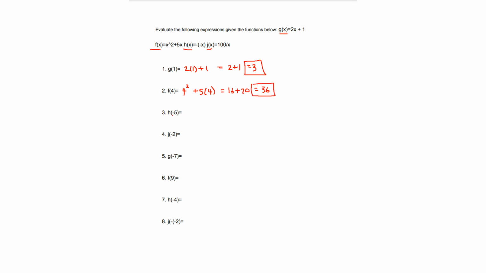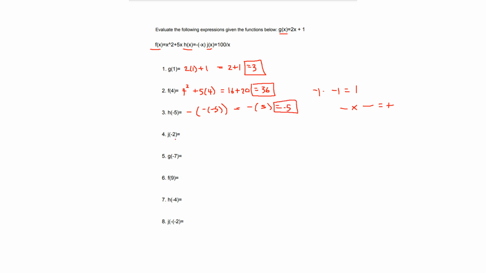Number 3, we're given h of negative 5. So we're just plugging negative 5 into h of x. So we get negative, negative, negative 5. Now this may look confusing, but if you look, we have a negative and a negative on the inside, and a negative number times a negative number will give you a positive number. Negative times negative equals positive. So this will result in negative positive 5, which is just negative 5.